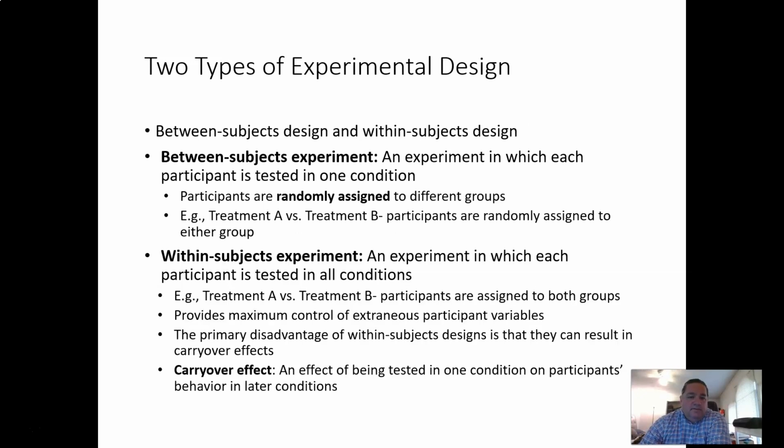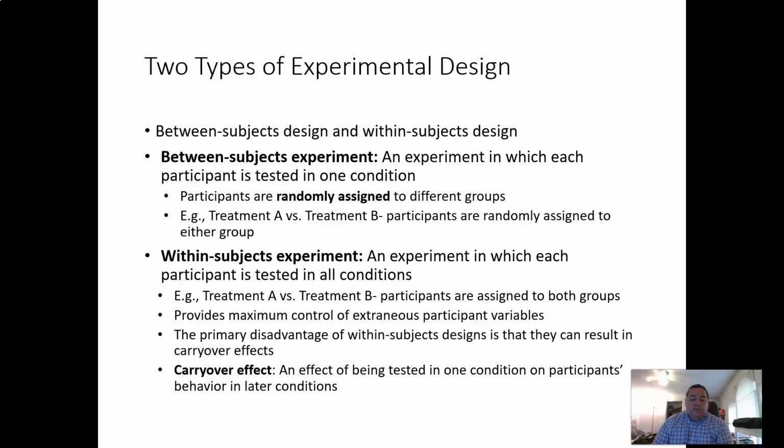Two types of experimental design. There's between subjects design and within subjects design. And this is probably going to be on the test. So the between subjects experiment is an experiment in which each participant is tested in one condition. Participants are randomly assigned to different groups. Treatment A versus treatment B. Participants are randomly assigned to either group.